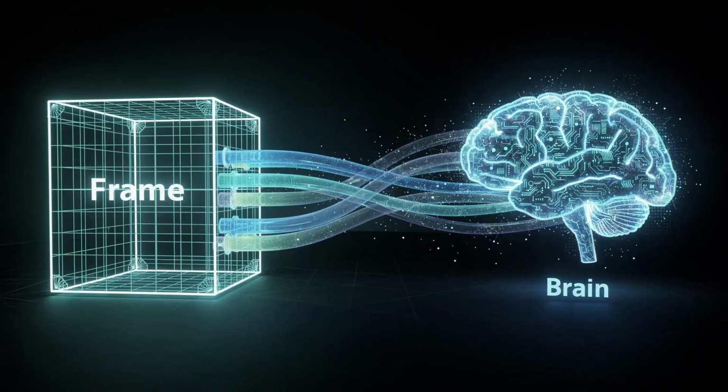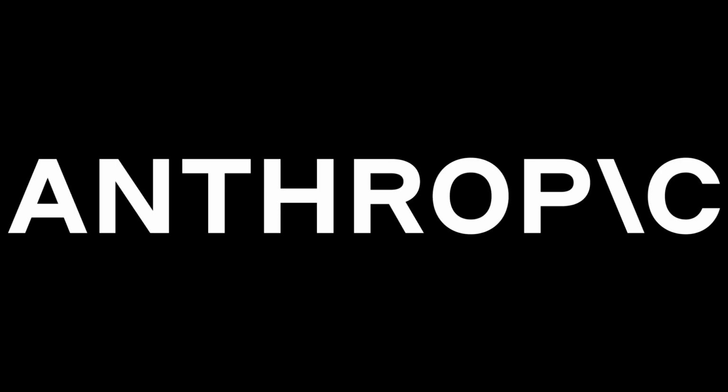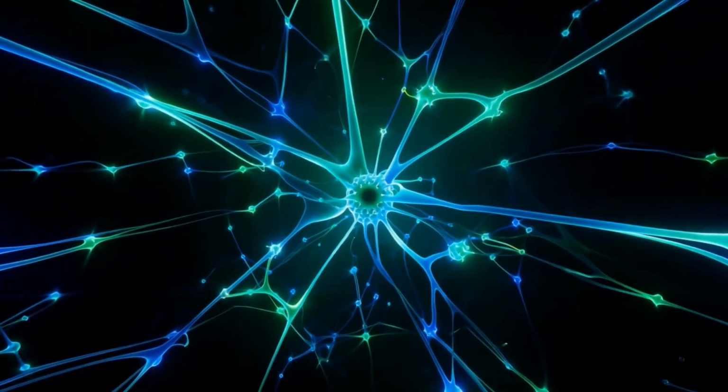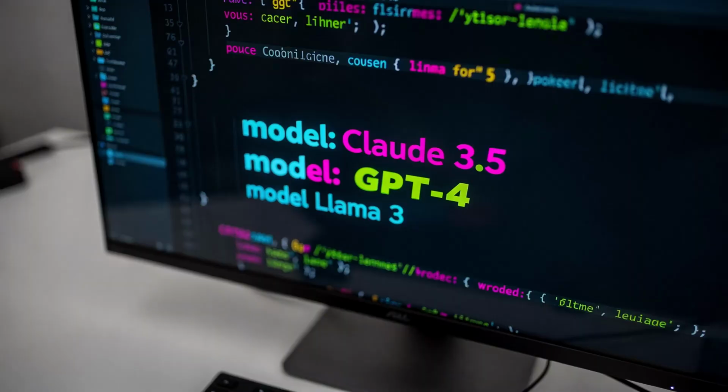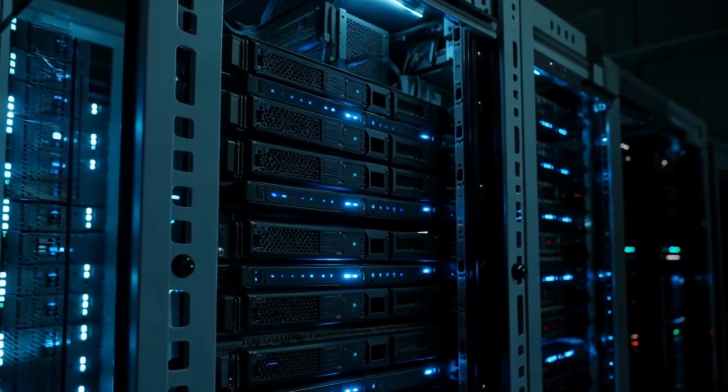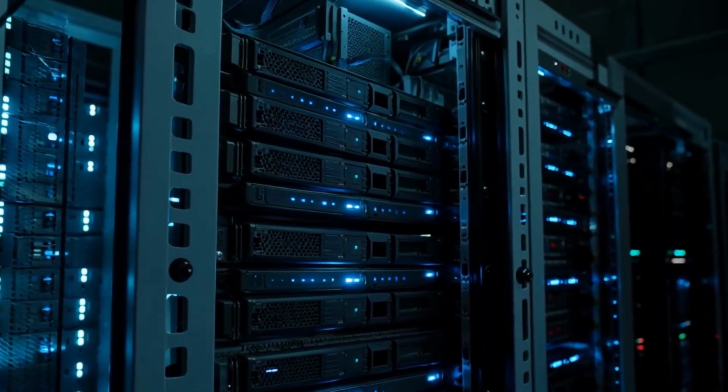Now here's where it gets interesting. OpenClaw doesn't actually have its own brain. Instead, it acts as a framework that connects to powerful AI models like Claude, which is made by Anthropic. Think of OpenClaw as the body and Claude as the brain. OpenClaw provides the hands and eyes, while Claude provides the intelligence to understand what you want and figure out how to do it. This architecture is brilliant because it means OpenClaw can work with different AI models. You can use Claude 4.5, GPT-4, or even run local models on your own hardware for privacy.